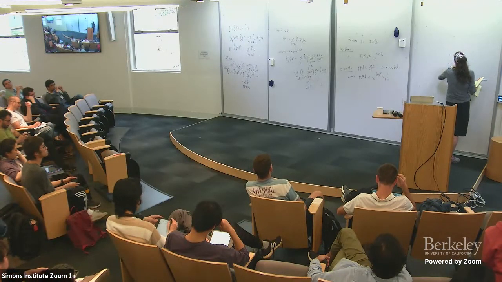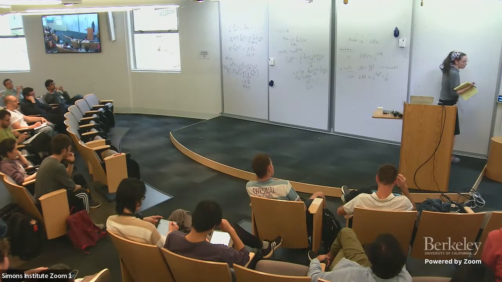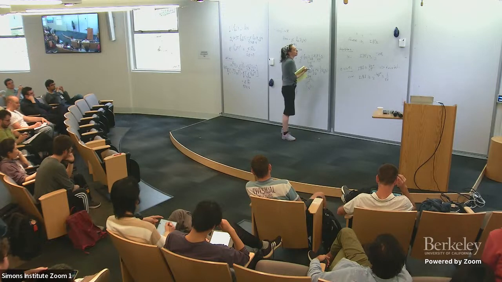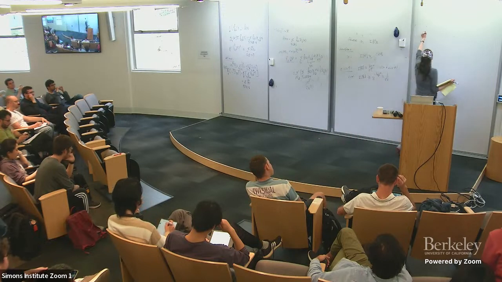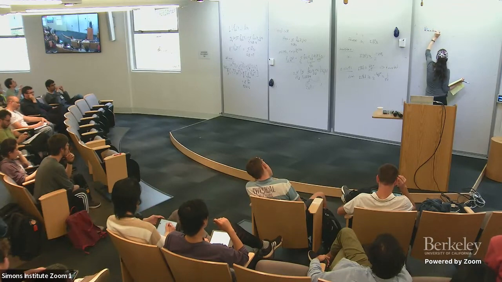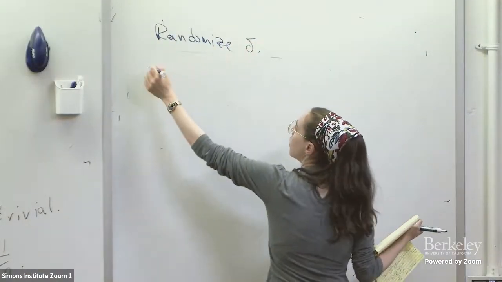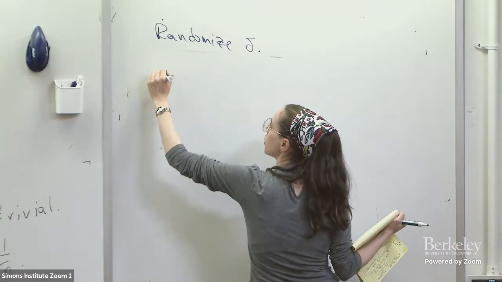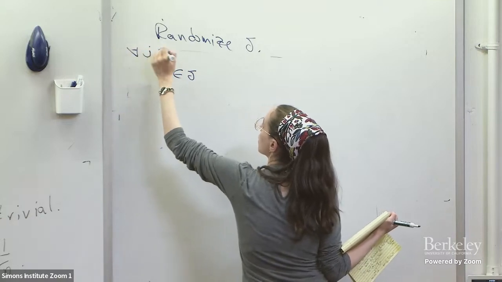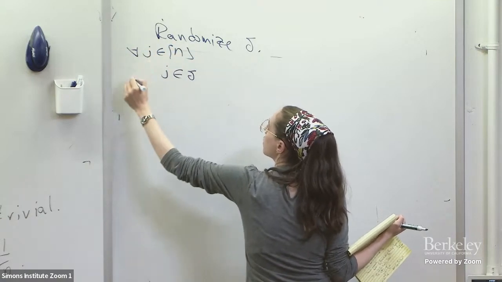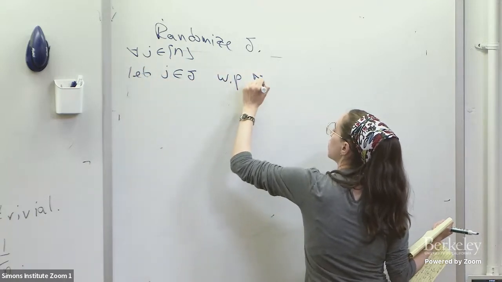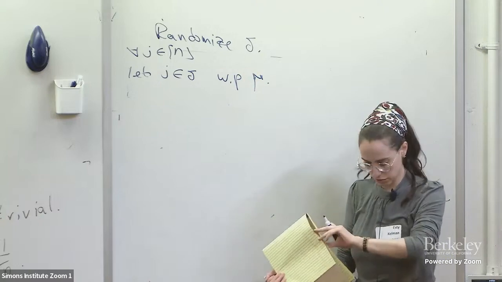So what's left to do is random. So we can randomize J. So let's think about it. Let's choose every element to be in J with probability mu. We will stay alive with probability mu.